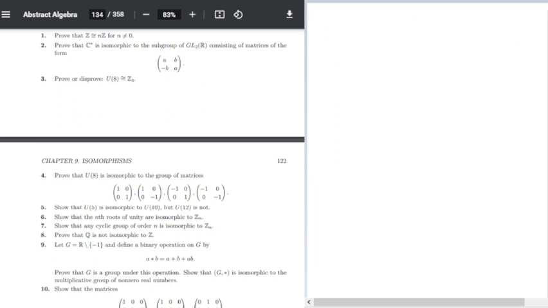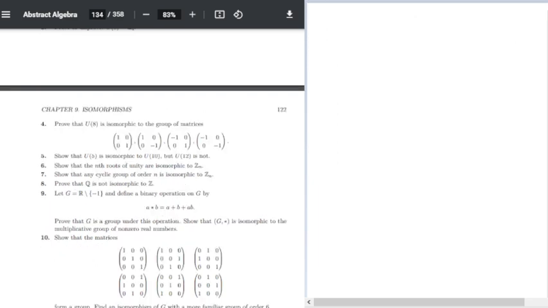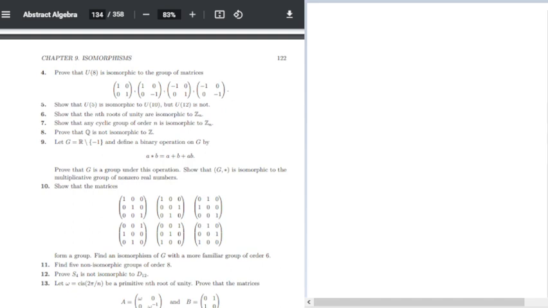All right, clear that. Prove that U8 is isomorphic to the group of matrices. The big thing to note here is that you can just call this 1, this 3, this 5, this 7, and they interact in exactly the way that you expect. For example, every one of these elements is idempotent. 3 times 5 goes to 7. 5 times 7 goes to 3, and all the respective things. I'll leave this as an exercise to the viewer to do.